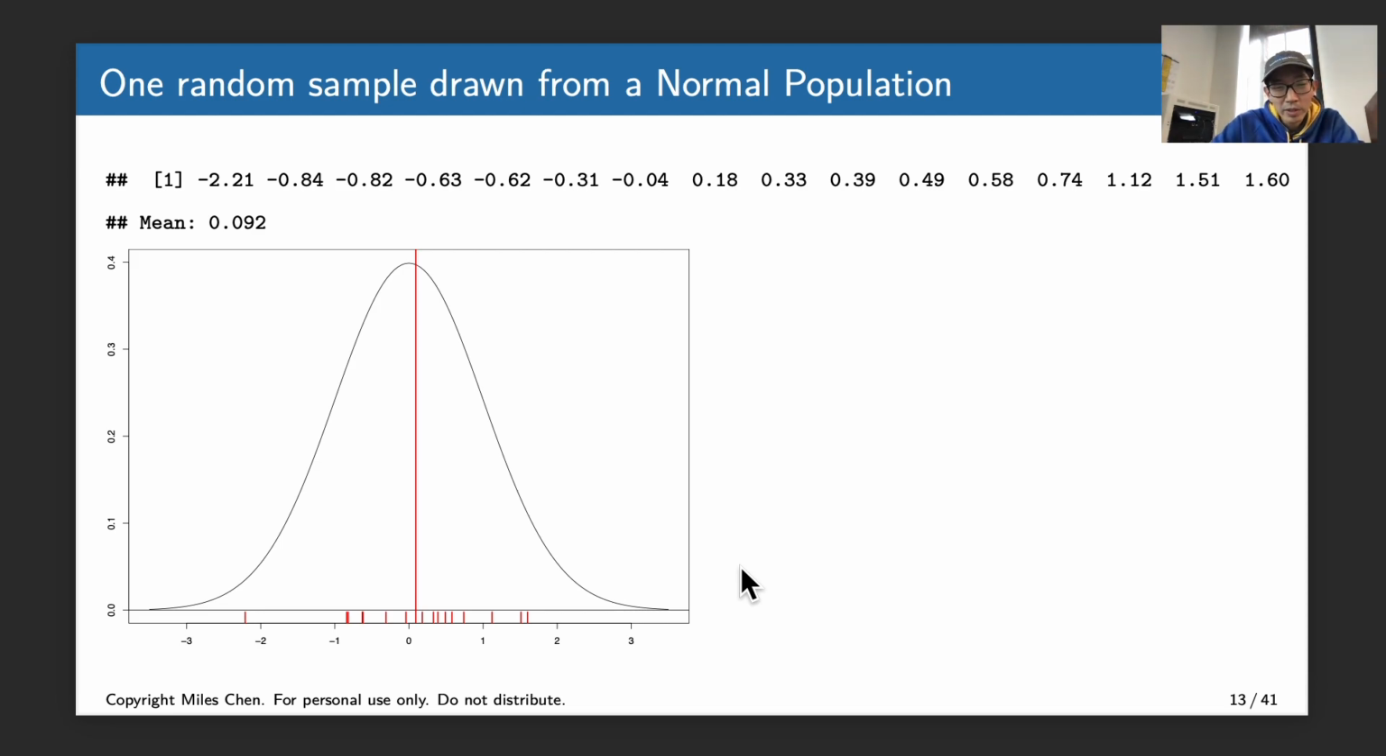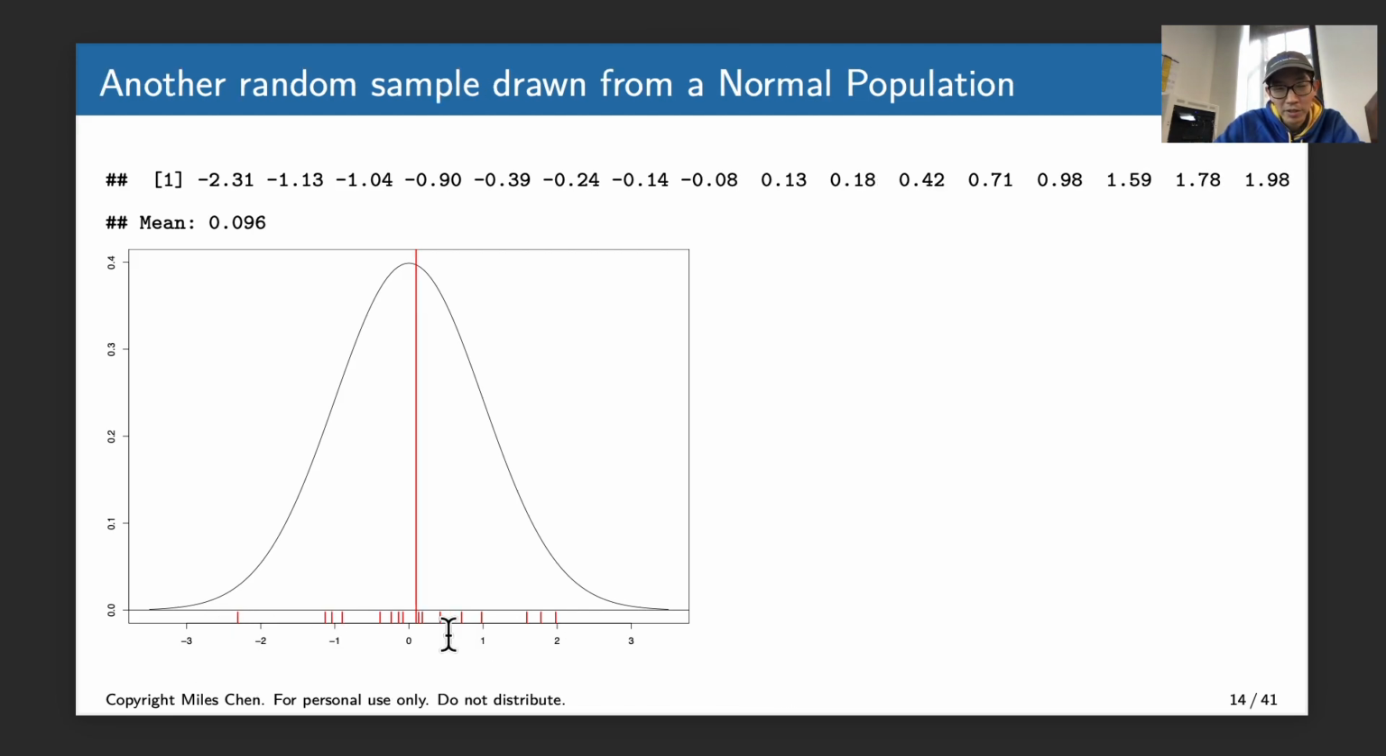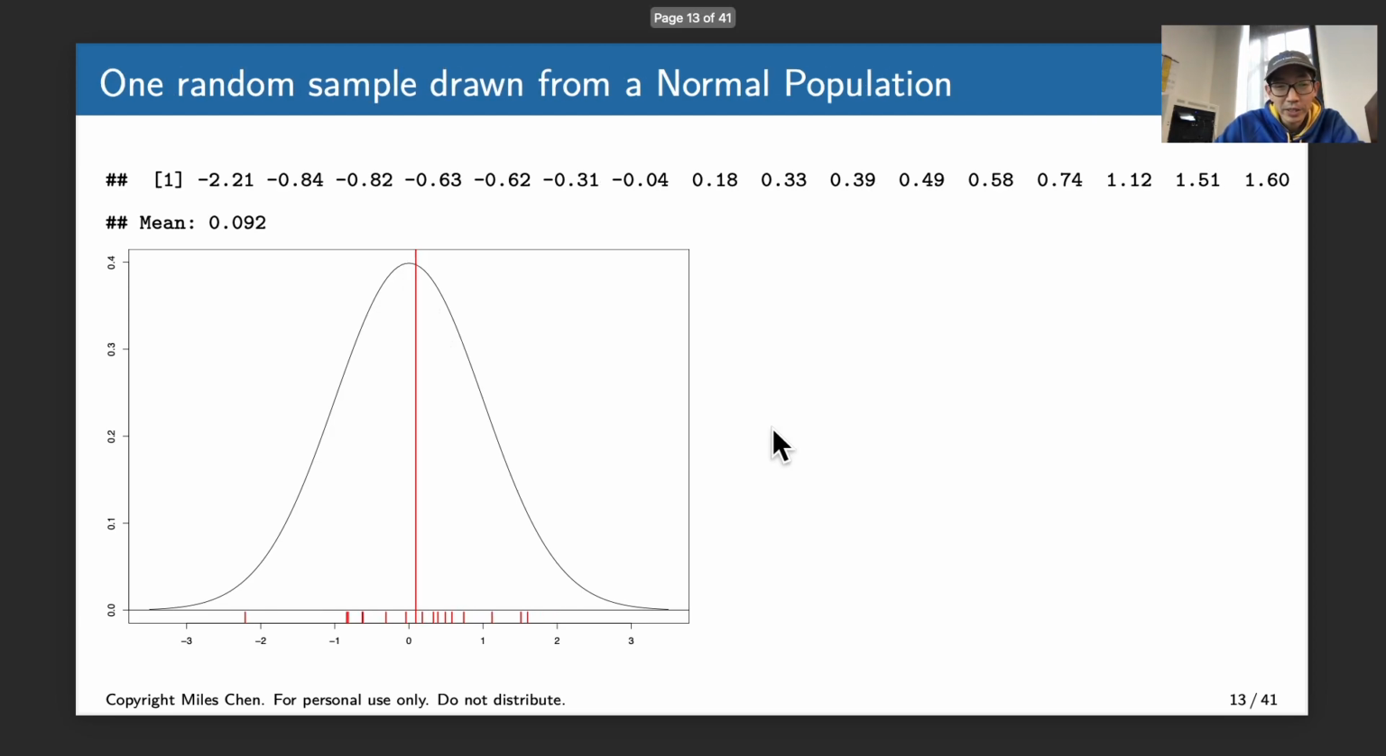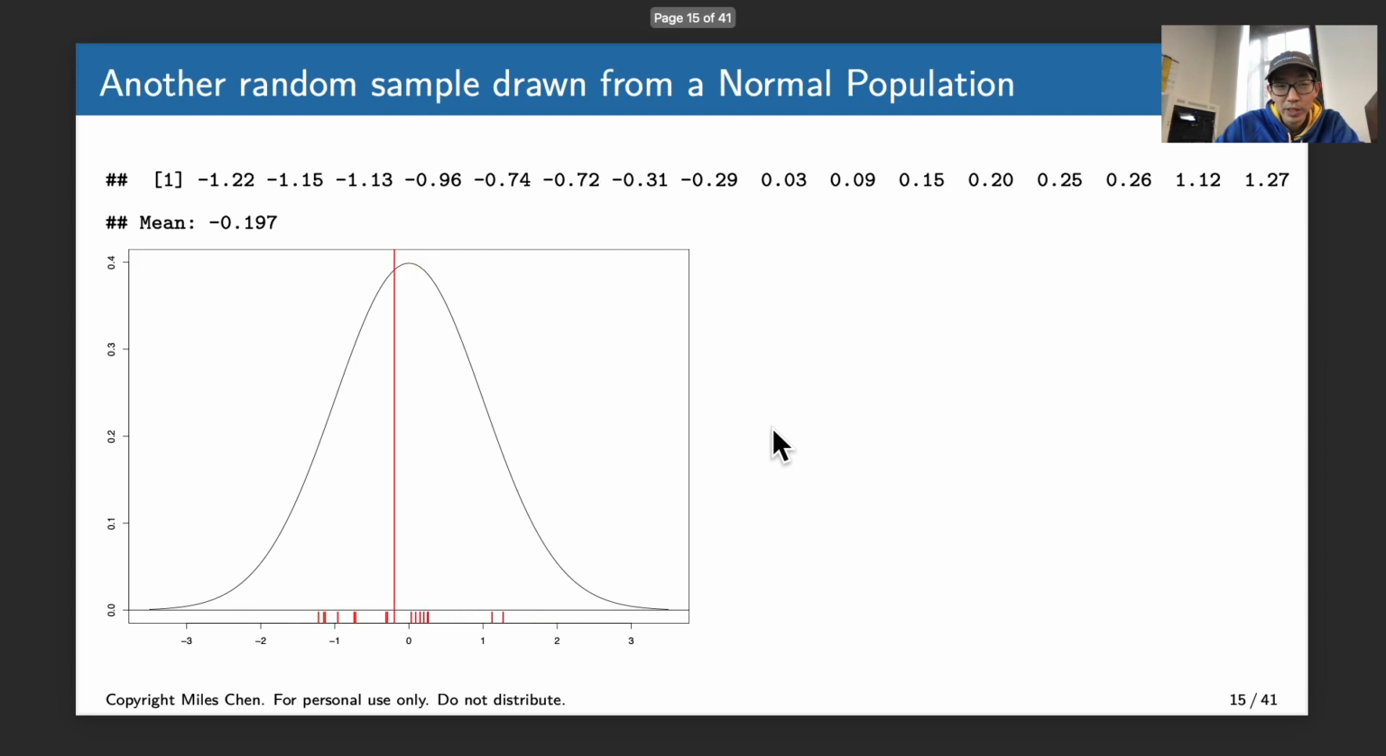I repeat this again, so you'll notice the rug plot changes to 16 other values. So this is just another set of 16 values. I calculate the mean of those 16 values, and I get 0.096, just an ever so slightly different mean. Different rug plot: here's another set of 16 randomly selected values, and with this set the mean is negative 0.197. Here's another 16 random values, and the mean of these values is 0.426. Here's another random set of 16, and the mean is negative 0.176.